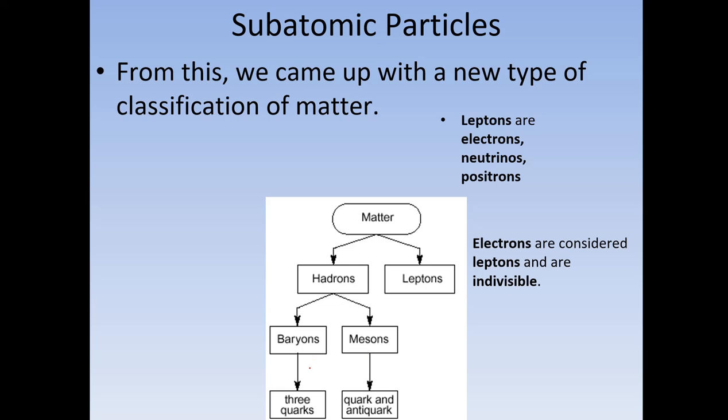Baryons are made up of three quarks. So if you go to that table and you pick three quarks, that's a baryon. Mesons are made up of a quark and an antiquark. I'll explain what an antiquark is in a second, but that's what a meson is. It turns out protons and neutrons are considered baryons because both of them are made up of three quarks.